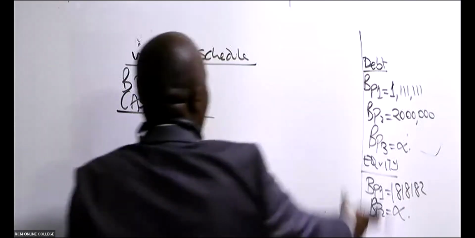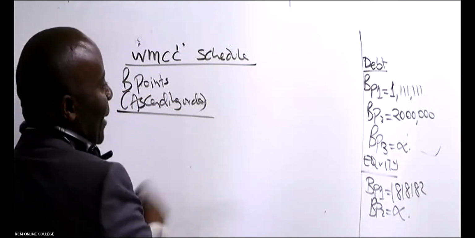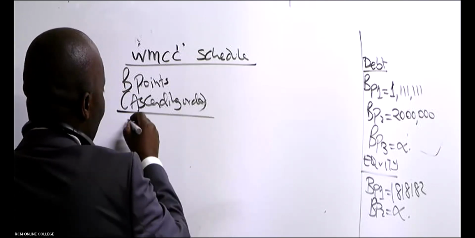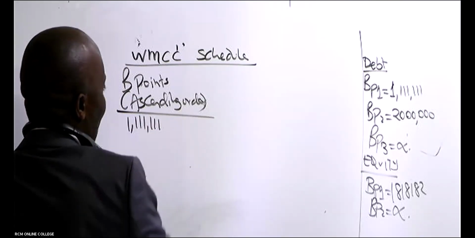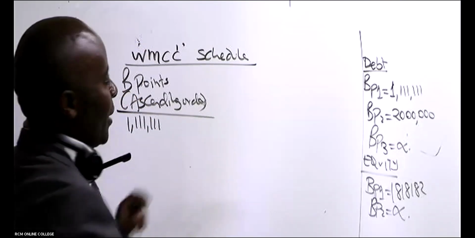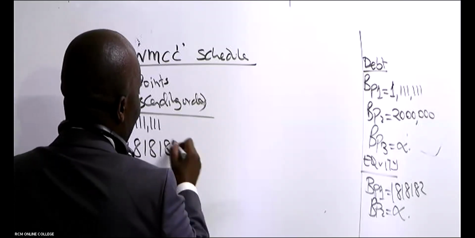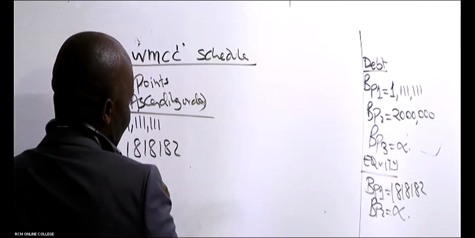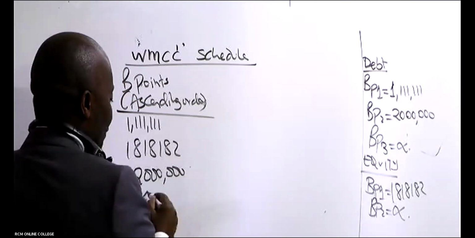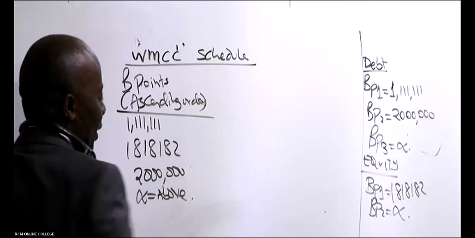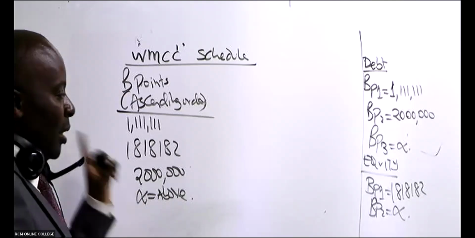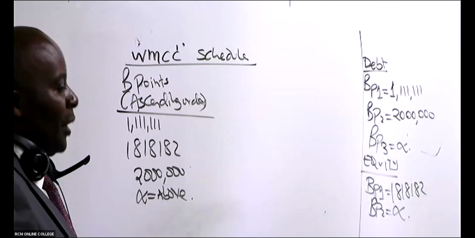Could you kindly organize all these breakpoints in ascending order, from the very smallest to the very largest? The very smallest is 1111. What is the second smallest? 1818182. And then followed by 2 million. And lastly, we have infinity. Remember, infinity is what we call above. So you organize all your breakpoints in ascending order.